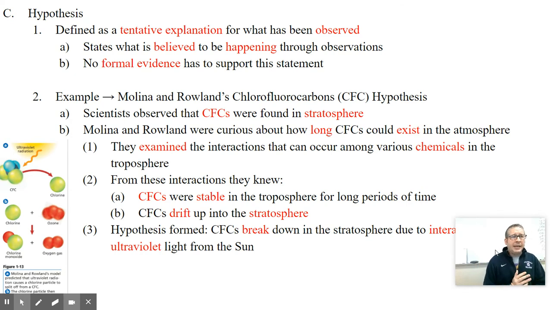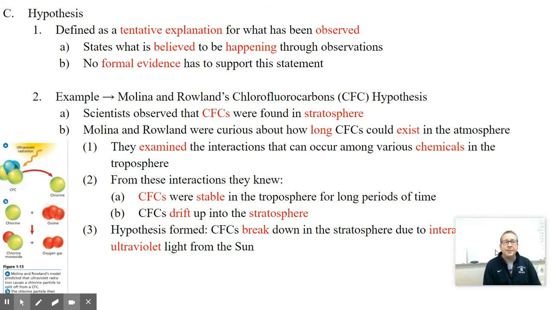Here's an example: Molina and Rowland's chlorofluorocarbons, otherwise known as CFCs, hypothesis, okay? They observed that CFCs were found in the stratosphere. Okay, a lot of times CFCs were found in hair care products and other products that had a propellant, like an aerosol. Molina and Rowland were curious about how long CFCs could exist in the atmosphere.